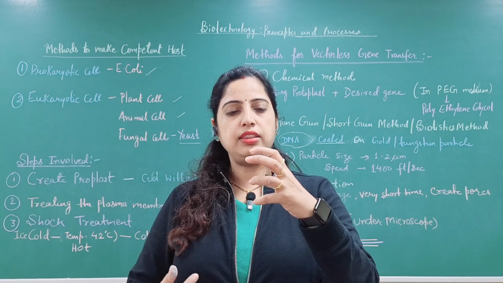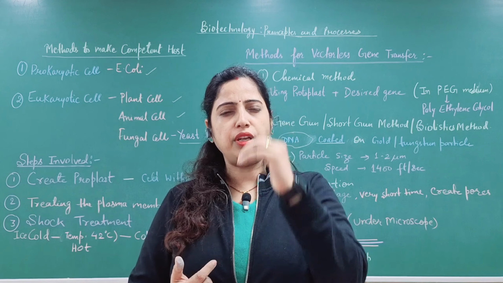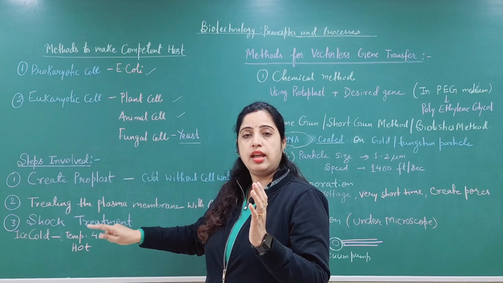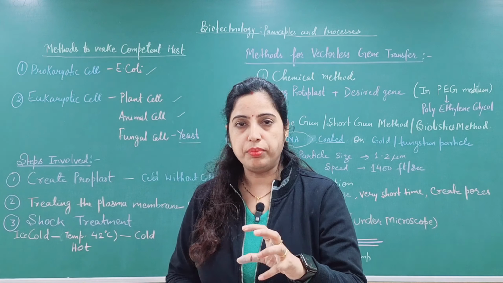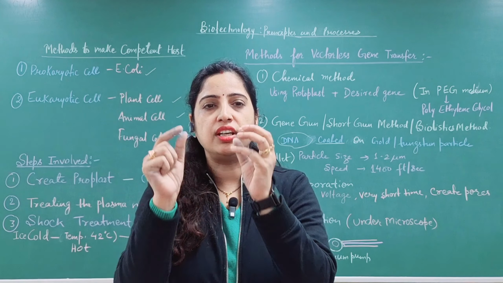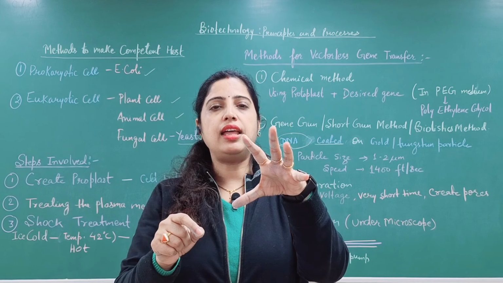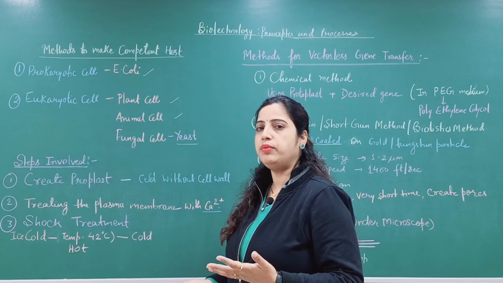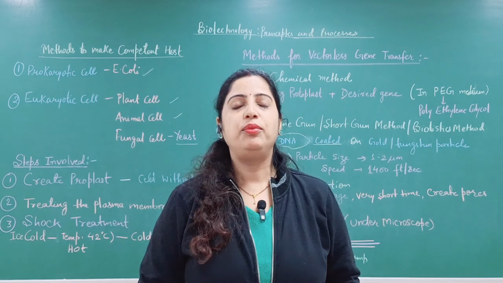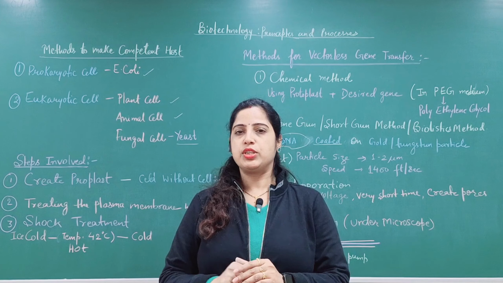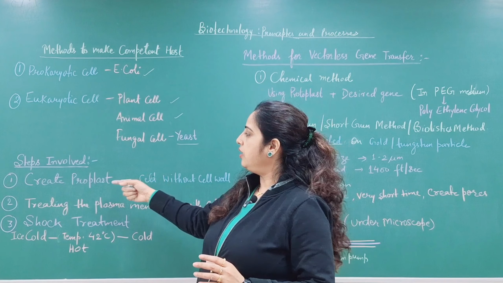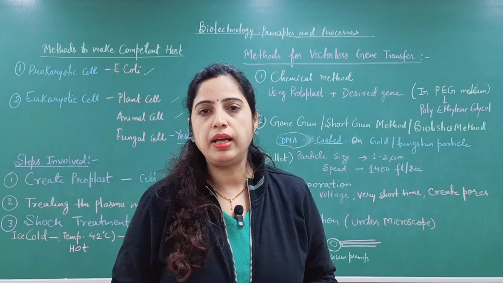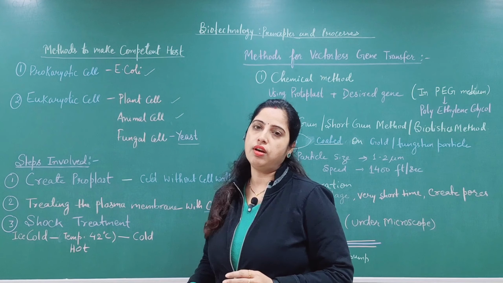So what happens is that the temperature is kept very low on ice, and suddenly you are heating up to 42 degrees Celsius, and again you are giving the low temperature. Because of the temperature variation, the gene of interest and the host DNA will integrate. The problem is solved. This is what we want actually. So now we are ready with the competent host. We have learned about the steps where we created the protoplast, then treated the plasma membrane with the calcium ion, and then gave them shock treatment.